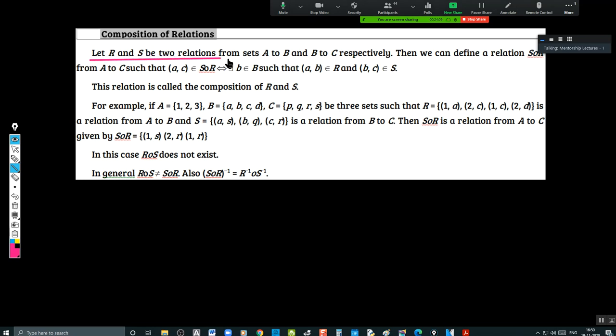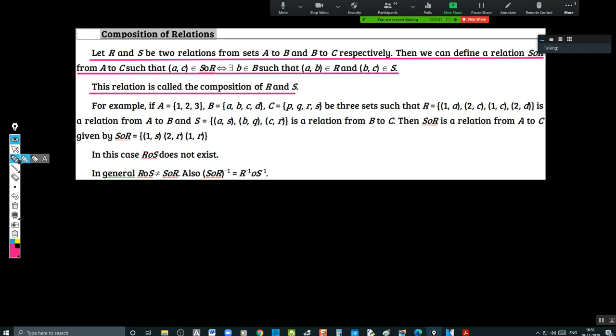Let R and S be relations from set A to B and B to C respectively. Then we can define a relation S circle R, or S o R, from A to C such that (a,c) belongs to S o R if and only if there exists b belonging to B such that (a,b) belongs to R and (b,c) belongs to S. This relation is called the composition of R and S. Listen to me carefully, please.